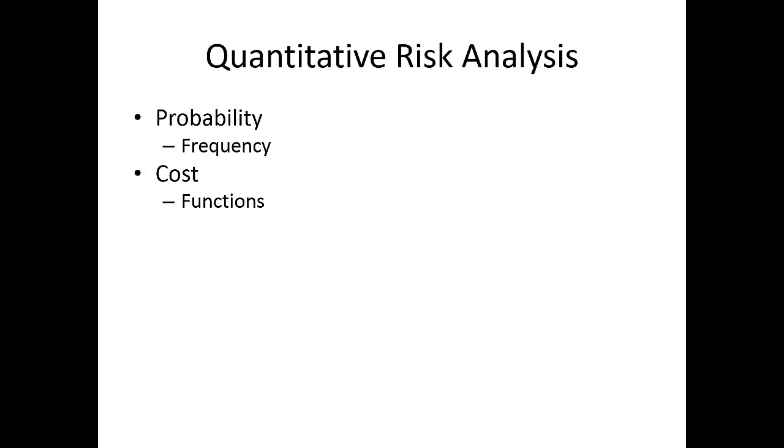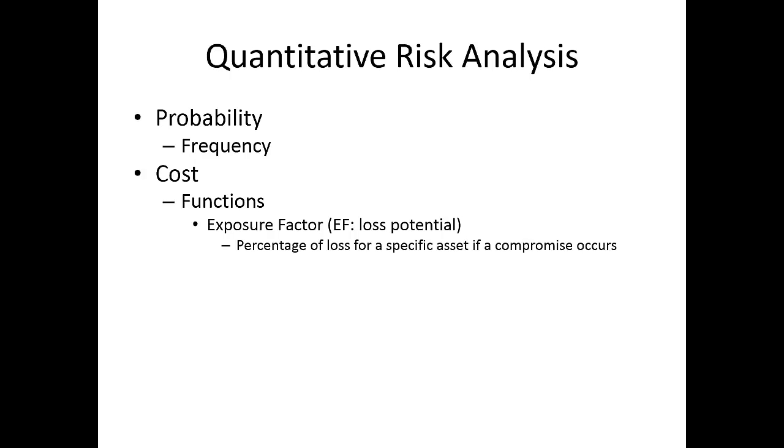One example of this function is something called exposure factor, or EF, also called loss potential. This means basically the percentage of loss for a specific asset if a compromise occurs. So what this means is, when a successful attack occurs, you have an asset, and how much of that asset is going to be damaged.